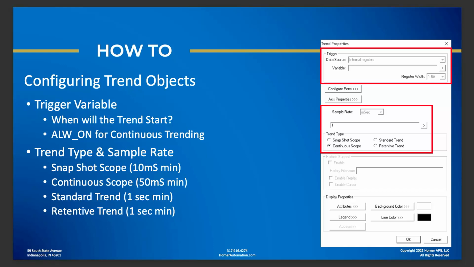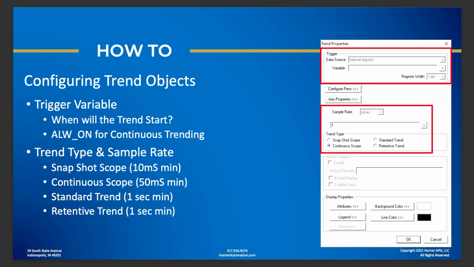Now, let's say you've got a trend, like a standard trend or a retentive trend, that you want to be continuously trending in the background. And when I say continuous, I mean always. Well, in that case, you could use the always on contact as your trigger. That way, if an OCS is in run mode, that trend is active and trending, even if it's not being displayed at any given moment.